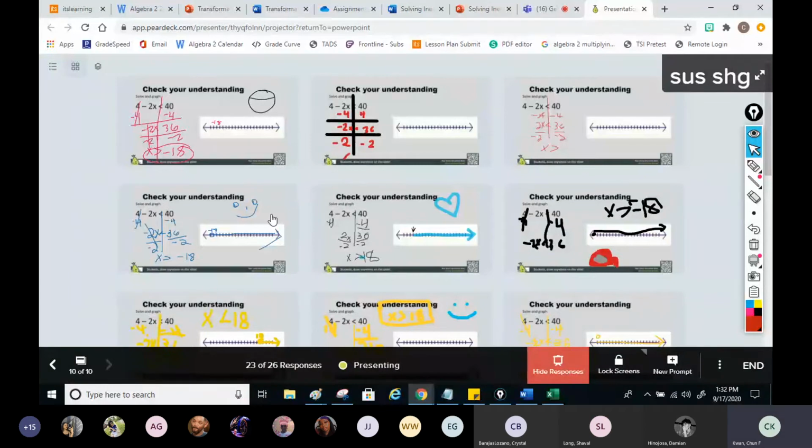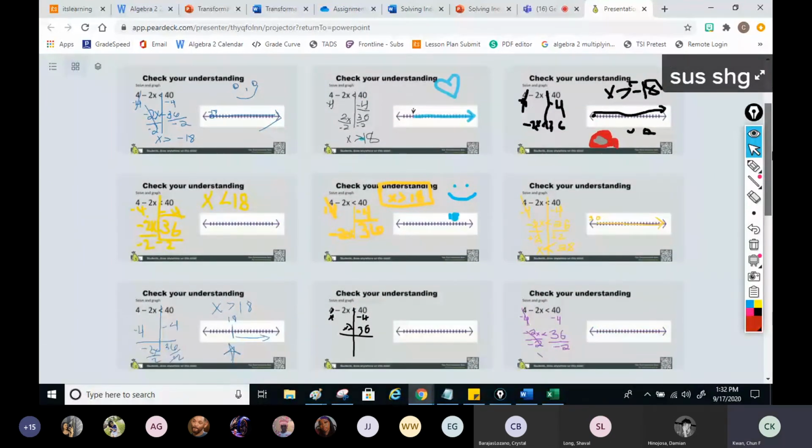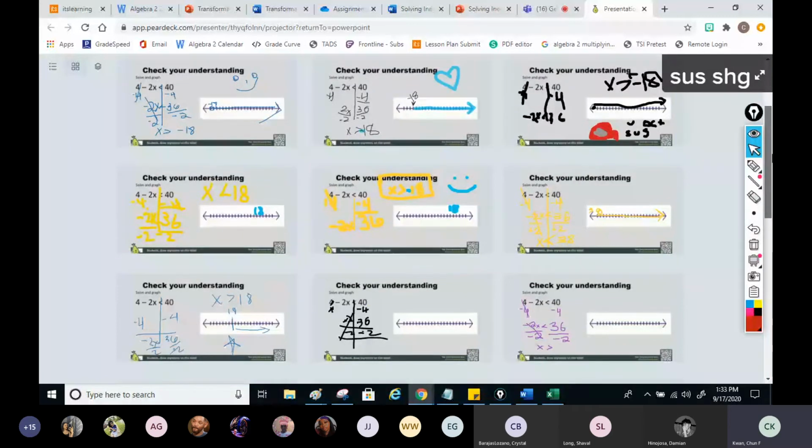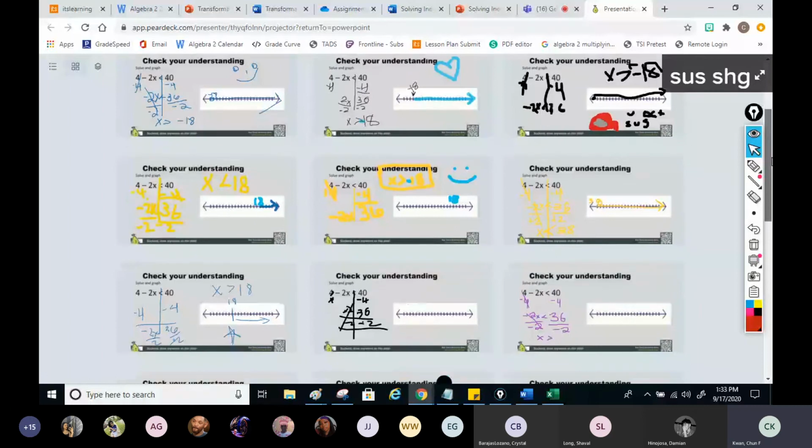All right, blue smiley face. Yep, you got it. Turquoise smiley face. You got to be careful on the positive and the negative. I see you flip the sign, so that's good. But when you do 36 divided by negative 2, do you think the 18 is positive or negative? Okay, there you go. That's good. Perfect. Now finish the number line and then you're done.